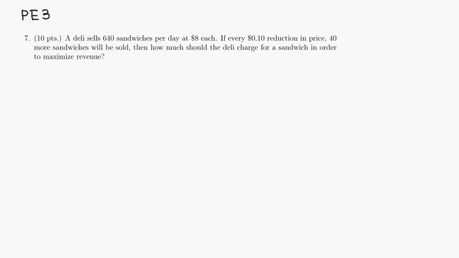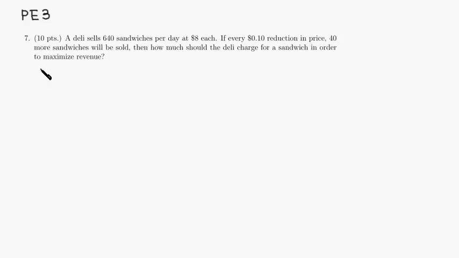Okay, let's look at practice exam 3, problem number 7. It says that the deli sells 640 sandwiches per day at $8 each. And if you reduce the price by 10 cents, 40 more sandwiches will be sold. We want to find the best price so that we can maximize the revenue. So let's do that.